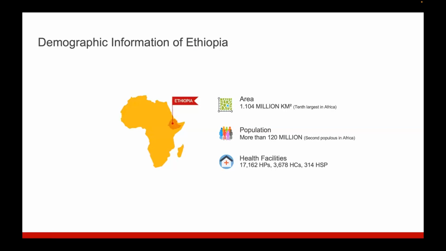Ethiopia is a very big country located in Eastern Africa, and we have an area of 1.1 million square kilometers. It's actually the 10th largest country in Africa. And we have a huge population, the second largest in Africa, which is more than 120 million. And we have a huge number of public health facilities, more than 17,000 health posts, more than 3,000 health centers, and around 300 hospitals. By looking at these figures, you can tell why a master facility registry is important for a country like Ethiopia.